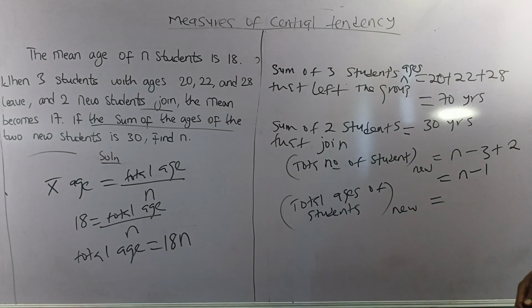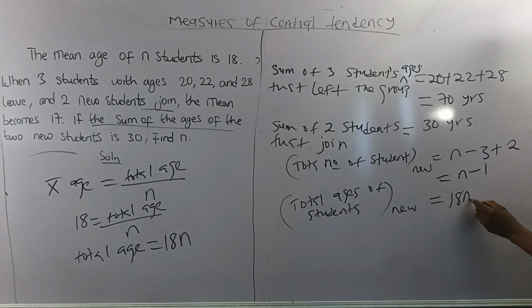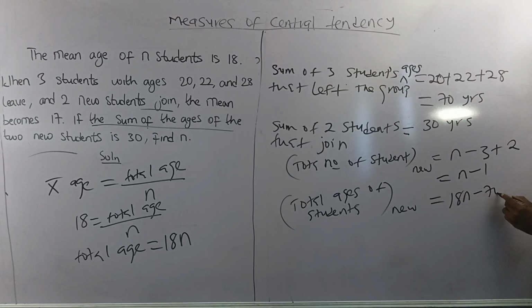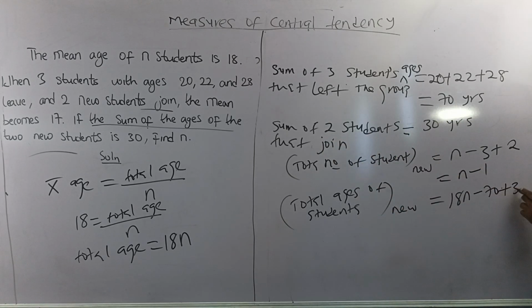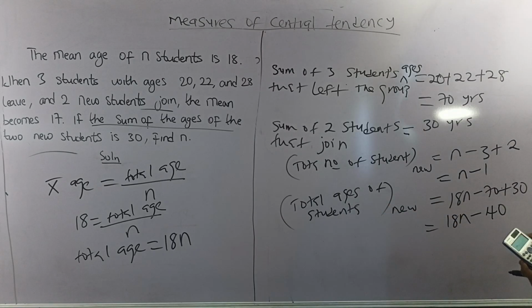This will be equal to the total ages at first, which was 18n. So we have 18n. The sum of the 3 students that left is minus, so I have minus 70. And the sum of the 2 students that joined, I have plus 30. So 18n minus 70 plus 30 will give me minus 40. So I have 18n minus 40 as the total ages of students for new.